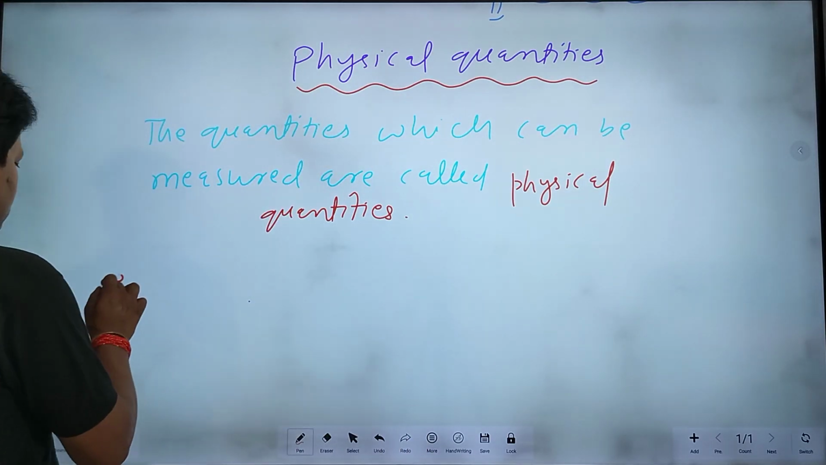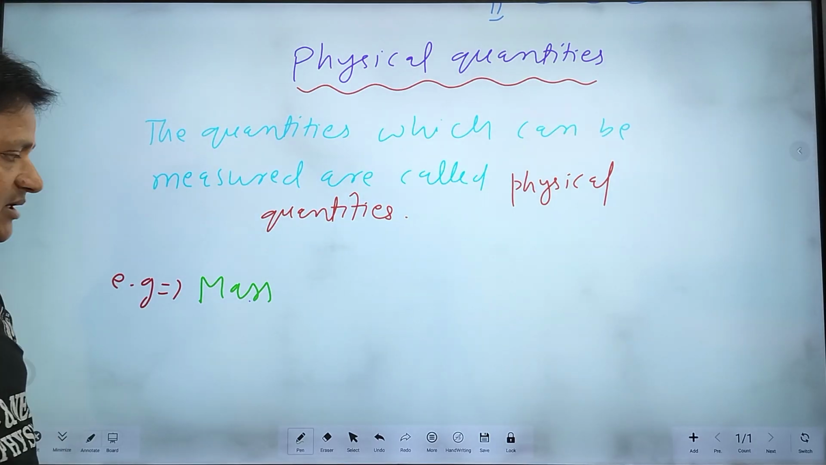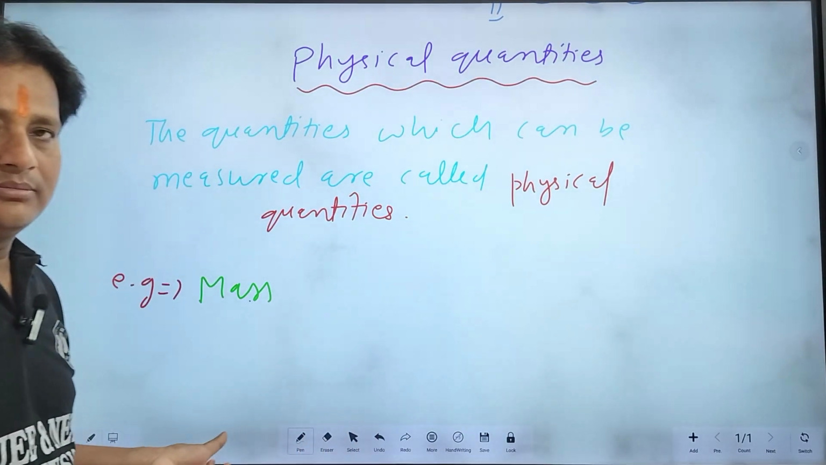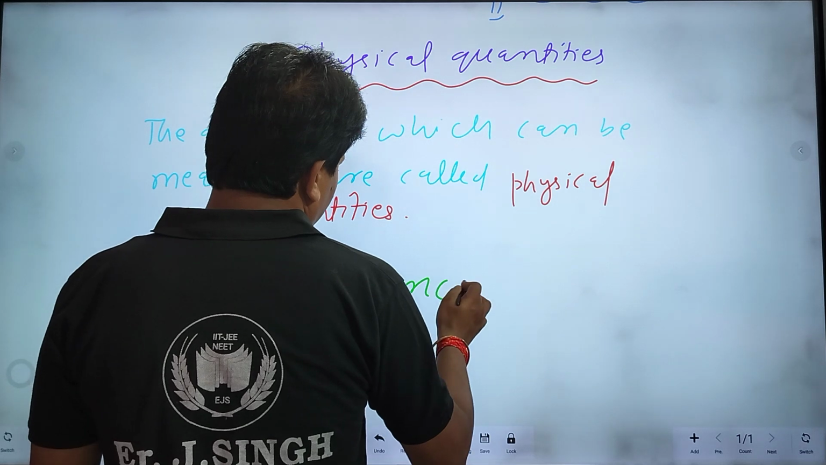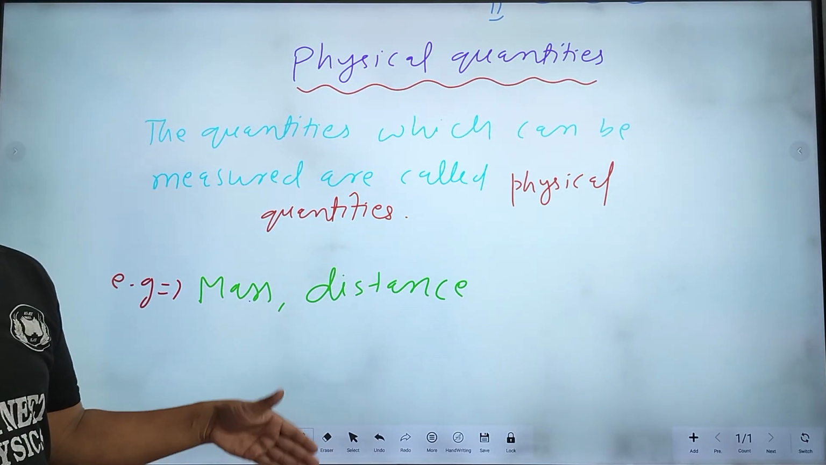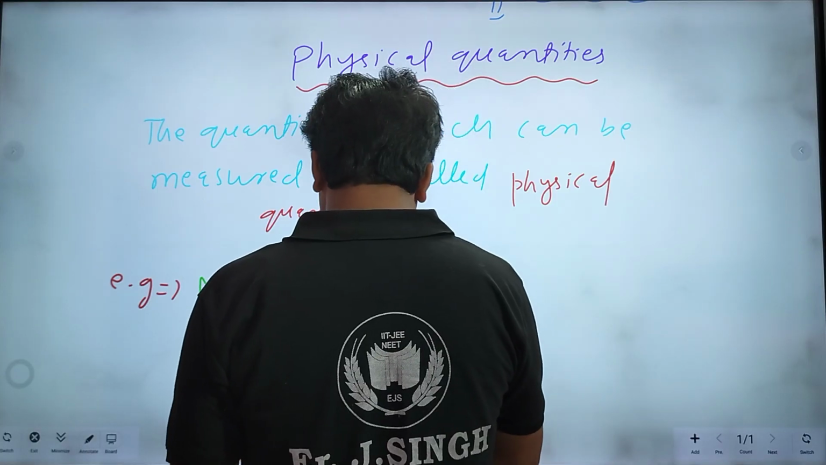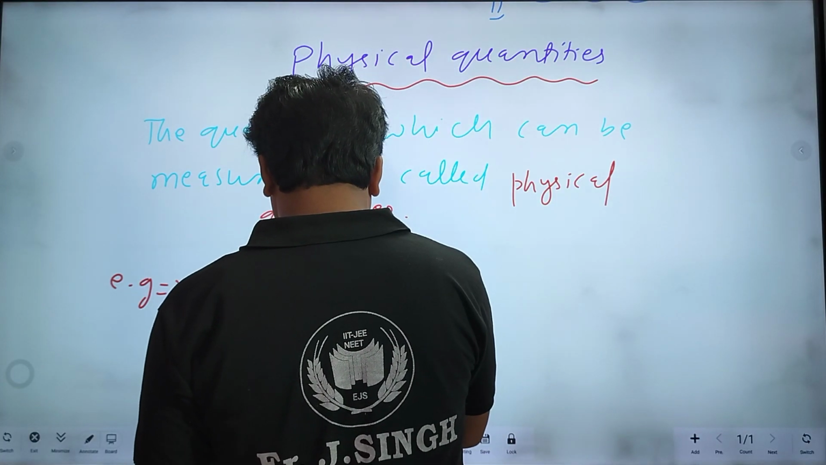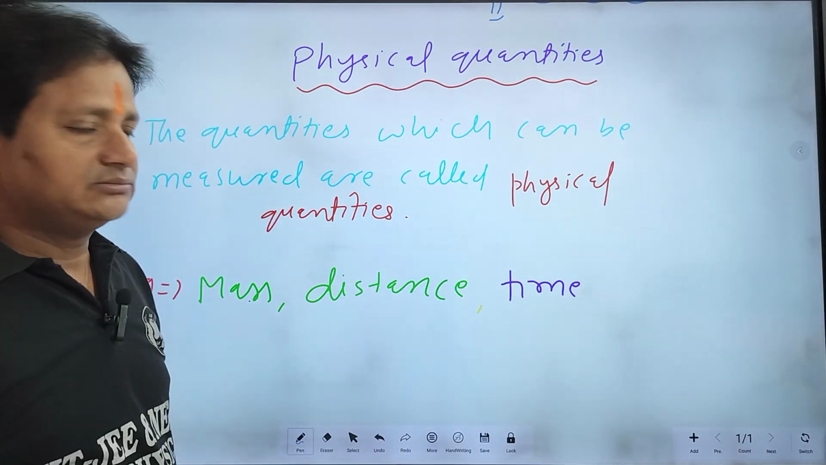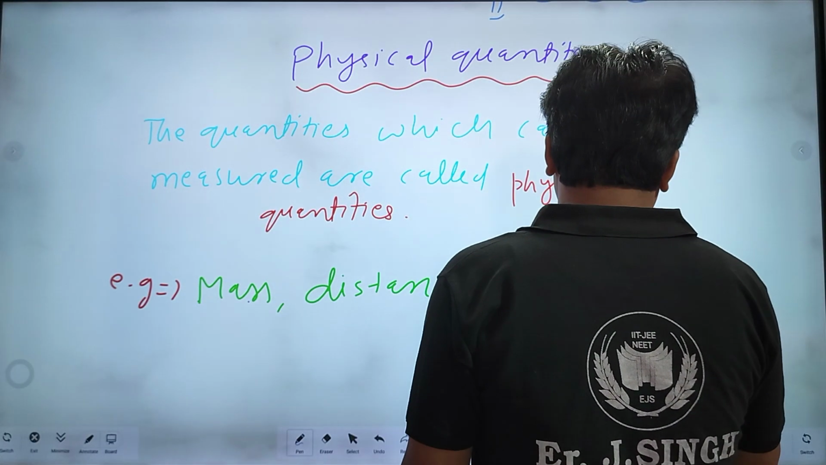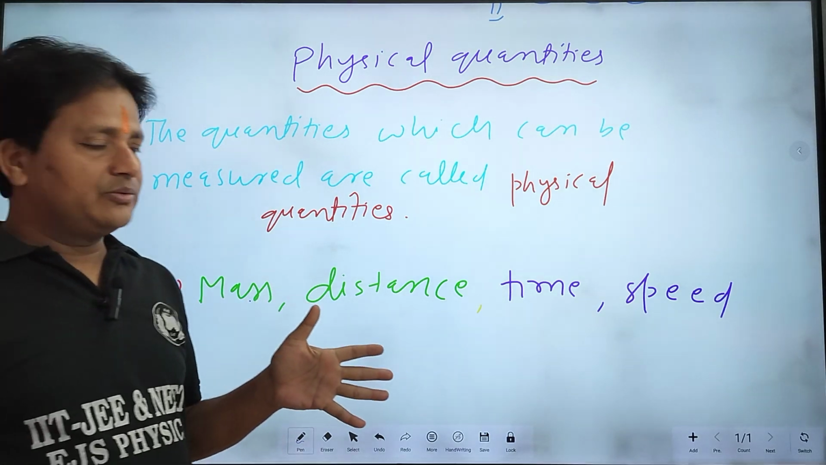for example, we can write mass can be measured in kg, gram, etc. Distance can be measured in kilometer, meter, centimeter, etc. Time can be measured in second, minute, hour, etc. A speed can be measured with the help of a speedometer.